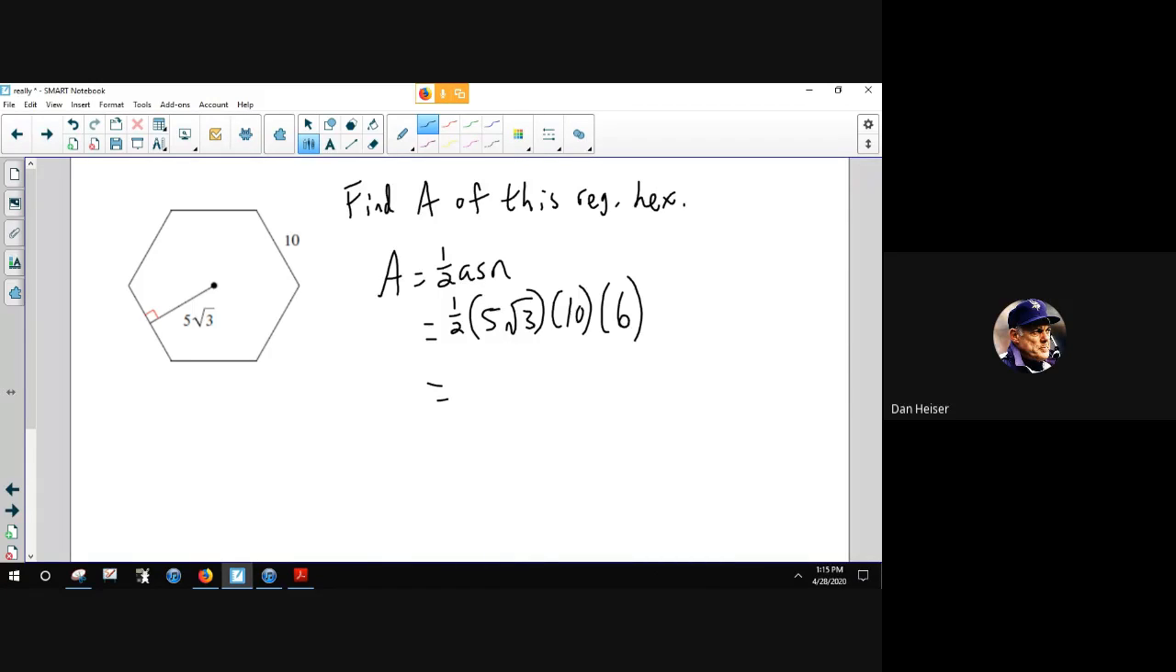Multiplying this out, we get 150 square root of 3 for our area. And yes, leave that square root as the square root of 3. Unless the problem specifically says to round, do not get rid of that square root.